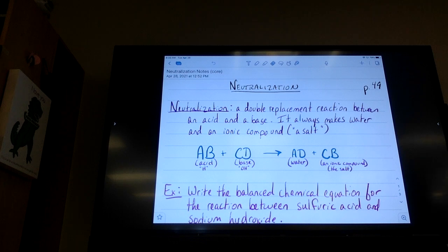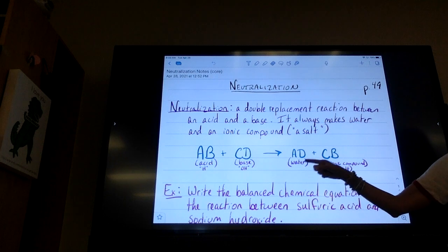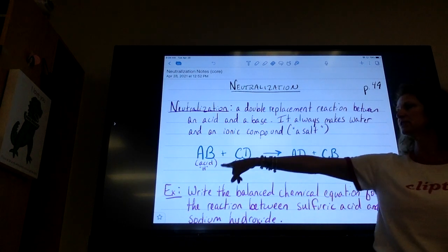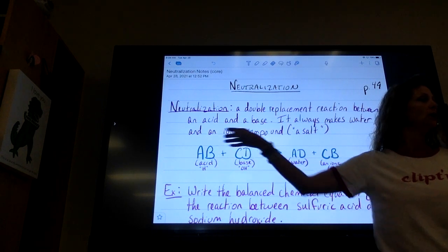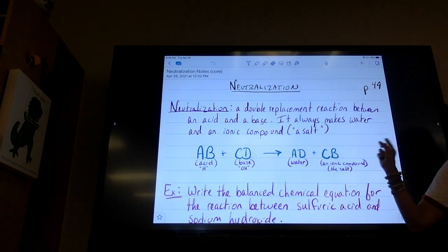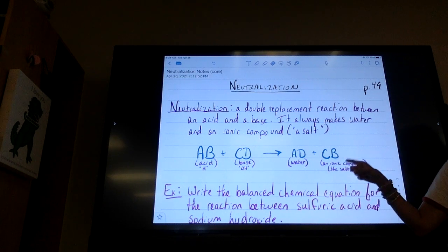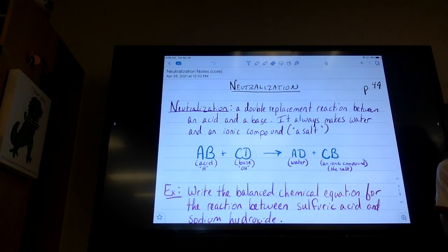You're going to have to be able to look at a bunch of reactions and tell me which one is the neutralization one. Okay. Now, the cool thing about neutralization reactions is they always make water. So once you decide that you've got a neutralization, you can draw your arrow, write water, and then the only thing you have to do is figure out what this last thing is. So that's what we're going to do now.